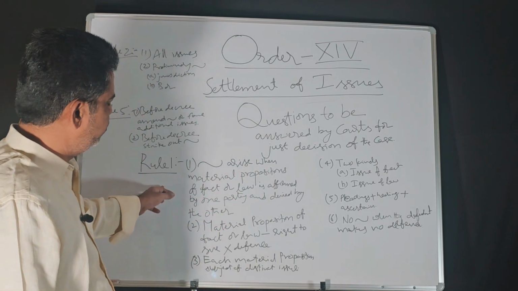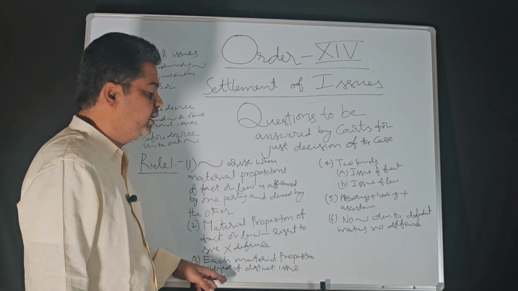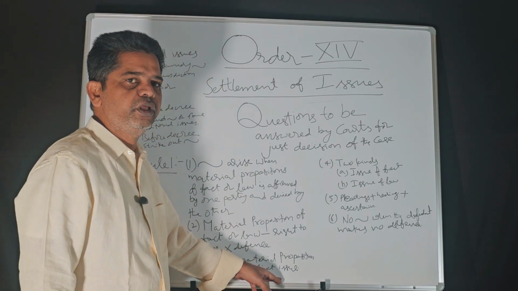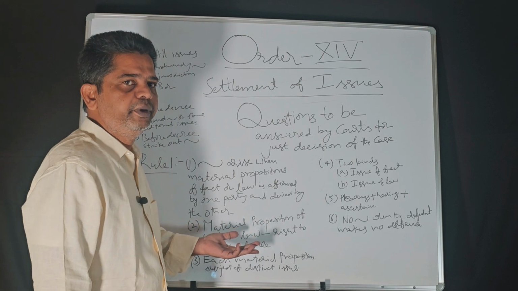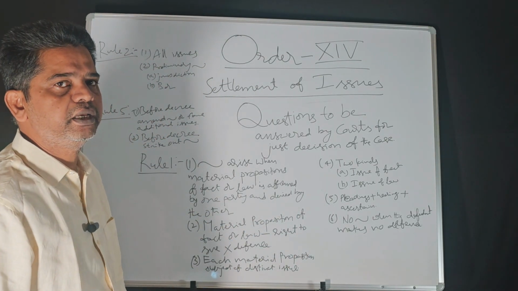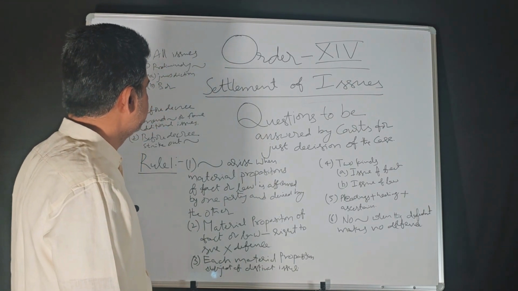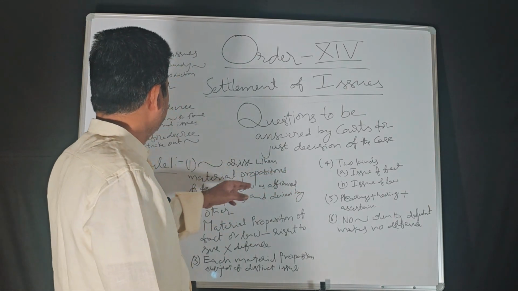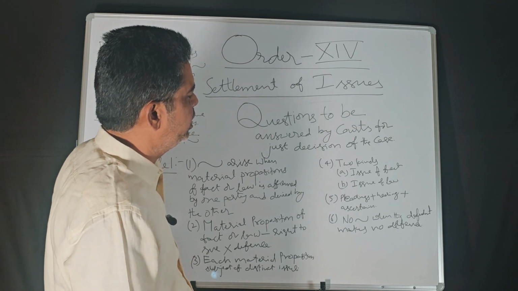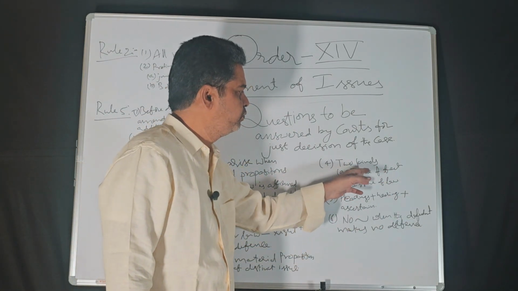Sub-rule 3 of Rule 1 of Order 14 says that each material proposition of law or fact shall be the subject of a distinct issue. Therefore, the court can frame any number of issues depending upon the material propositions contained in the pleadings or in the case. Sub-rule 4 of Rule 1 says that there are two kinds of issues, that is issue of fact, and another kind is issue of law. That is, question of fact, question of law.